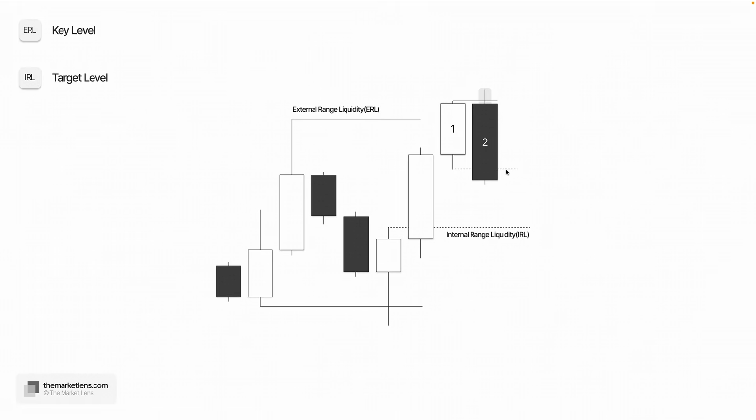So here we have a reversal into expansion candle, where candle 1 hits the key level, being external range of liquidity, but candle 1 does not reverse. We're opening near candle 1's high, so that becomes the reversal point. If we create that small wick, this is what allows the candle to reverse and expand into the fair value gap. So we actually can participate in this reversal candle.